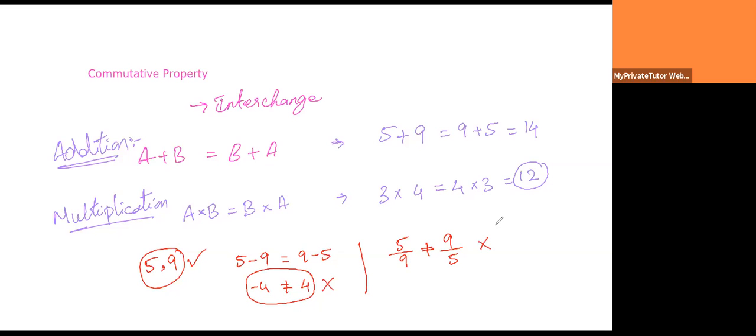So we have a commutative property for only addition and multiplication. Addition, a plus b equals b plus a. Multiplication, a times b equals b times a. Hope everyone understands this.